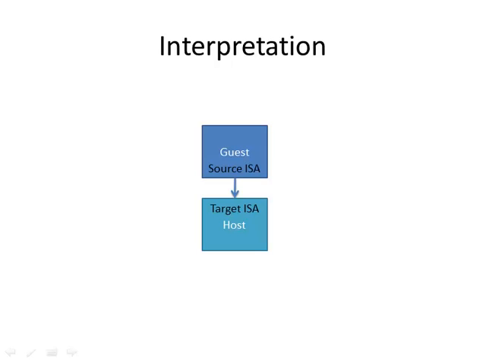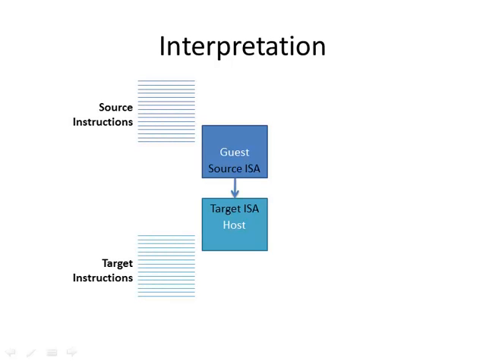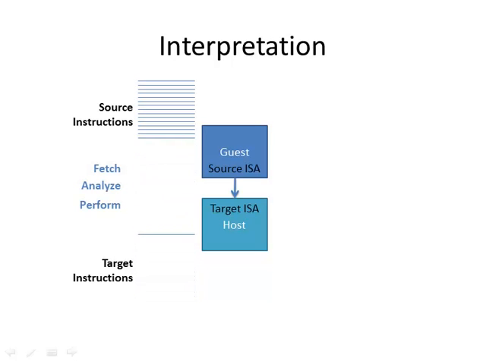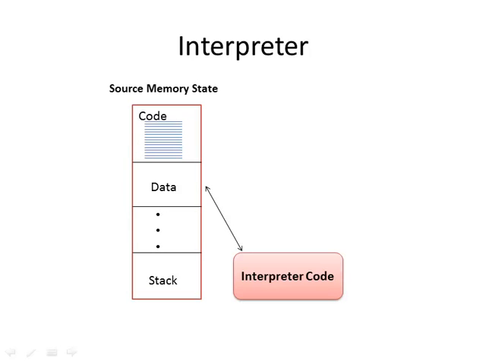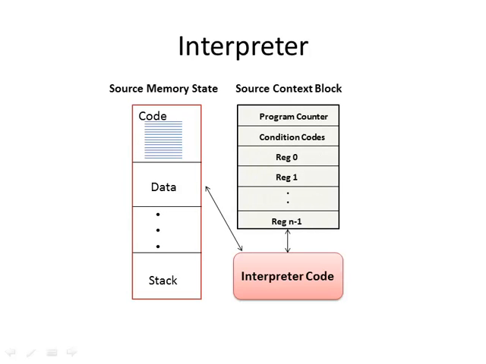The simplest method to achieve this is through interpretation. Each source instruction of the guest is fetched, performed, and analyzed as an instruction on the target ISA. This is repeated for every source instruction. An interpreter is a program running within the virtualization software that has access to the source memory state as well as the source context block, which allows it to keep track of the guest system state and transform it to the necessary instructions on the host system.